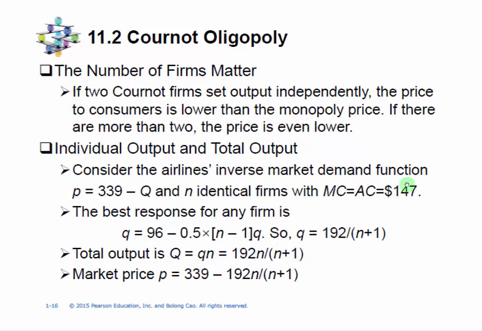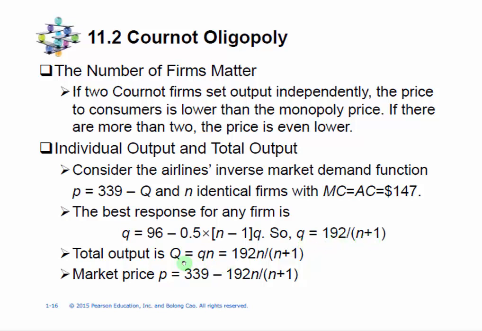Finally, if we think about increasing the number of firms in the market, let's say there are n firms, then the best response function for any firm is Q equal to 96 minus 0.5 times (n minus 1) times Q. Then we can solve for the quantity supplied to the market because all the firms are assumed identical. You see, we don't have any subscript on the individual firm's quantity. So we can solve for this quantity. It will be 192 divided by n plus 1.